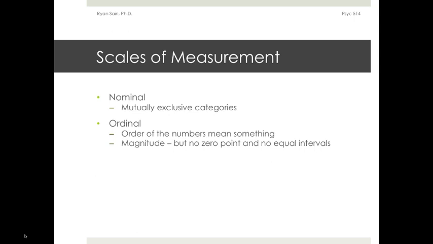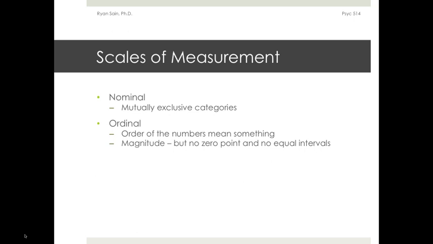So you could have -3 would be strongly disagree, and then -2 would be disagree, -1 would be somewhat disagree, and then 0 would be neither agree nor disagree, and then you go up for the agreement scales, right? But 0 doesn't mean you're lacking in agreement. It's just a number that you've applied to it. So it doesn't really have that 0 point. It's not like a lack of something, right? And no equal intervals.